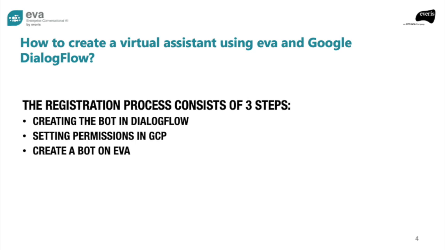In order to create a bot in Eva using the Dialogflow NLP engine, our virtual assistant must be created and configured in different systems, the Dialogflow and Eva. To do this, a virtual assistant registration process will be carried out which consists of 3 main steps. Step 1. Create an agent in Dialogflow using the console. Step 2. Configure the permissions in GCP. The last step, create the virtual assistant in Eva using the Dialogflow information of the agent created in Dialogflow.